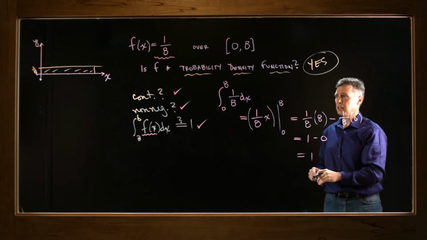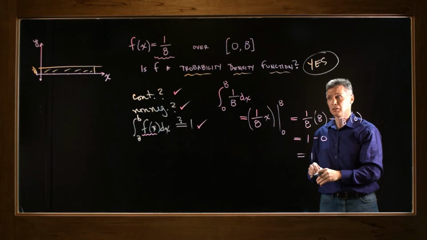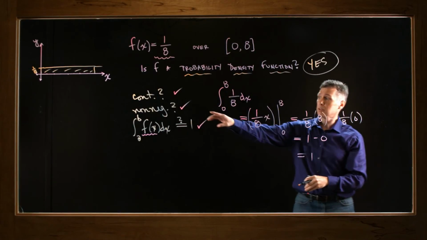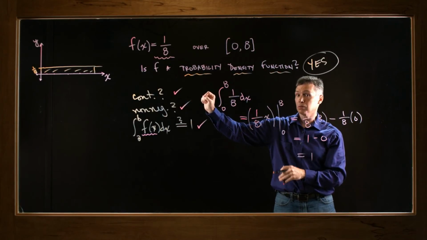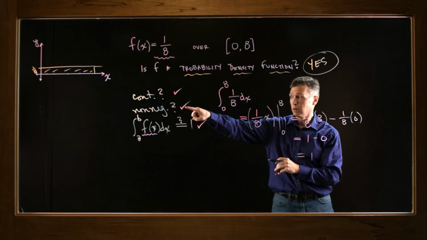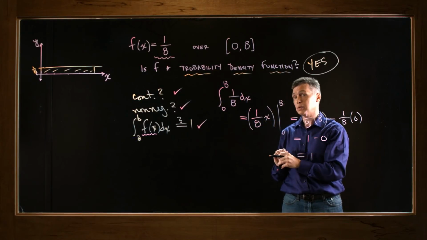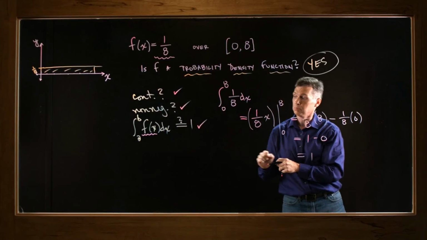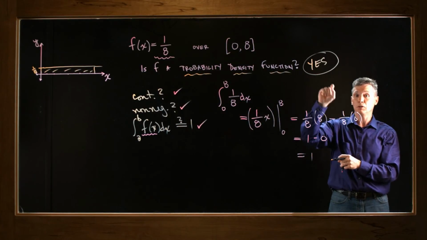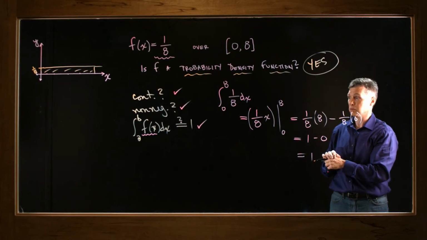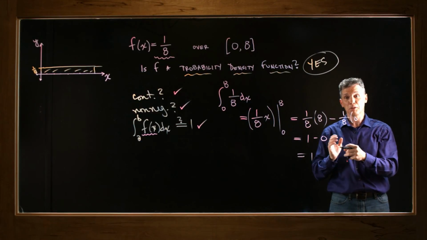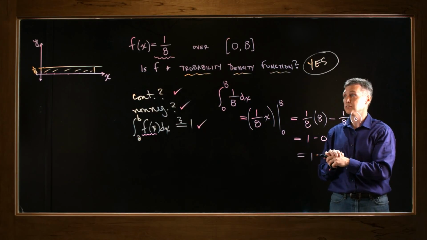The directions also say if it's not, state what condition was not met. So for a different problem, if it wasn't continuous, or if it was negative somewhere, or if this integral didn't end up equaling 1, I would say no, and then just cite which one of those went wrong. This one worked out though, so our answer is yes.